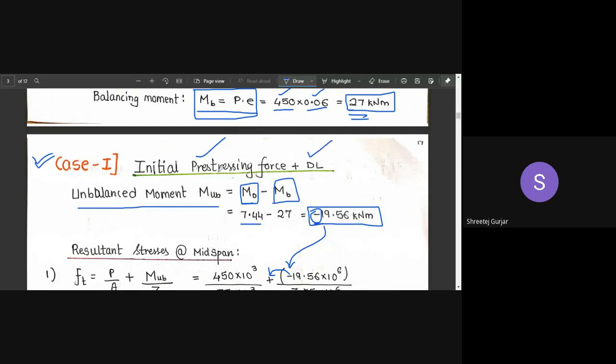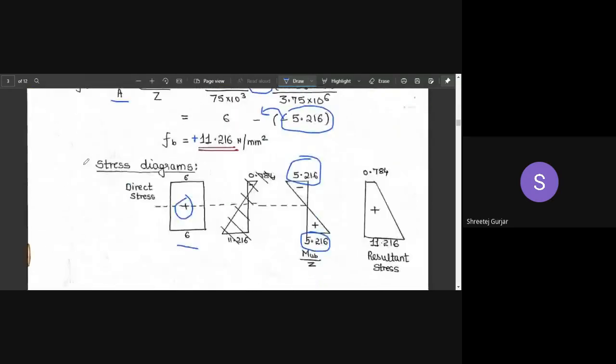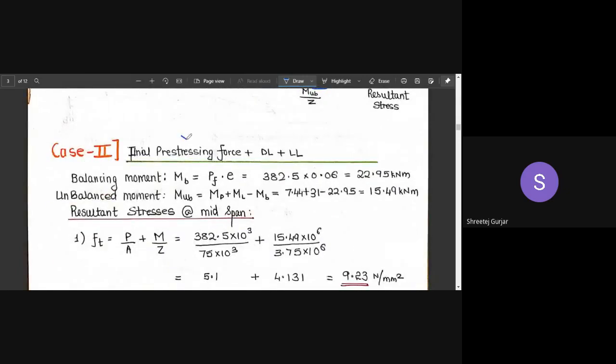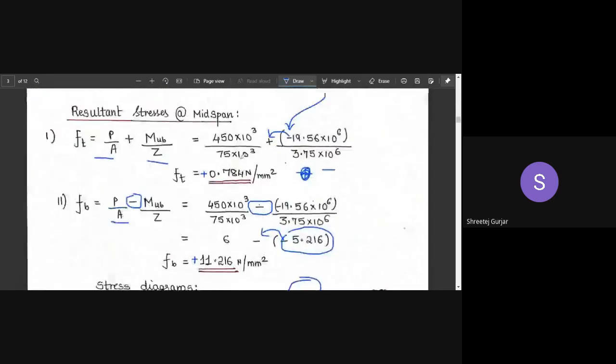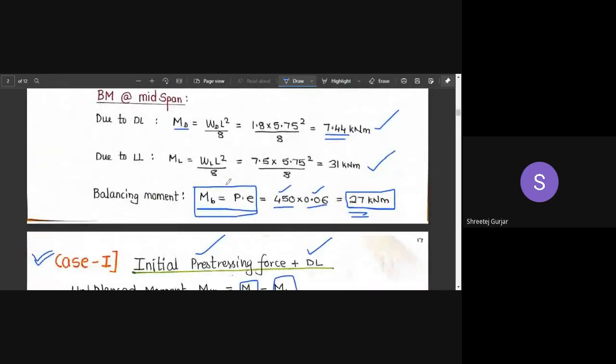Okay, so now we will deal with your second case in which we will consider final pre-stressing force along with your dead load and live load. So this is your balancing moment. First thing you have to calculate is your balancing moment MB. So it is P into E. Similarly, what we have done here, right? P into E. But there we considered your initial pre-stressing force, but now we have to consider your effective pre-stressing force, that is PE, right?